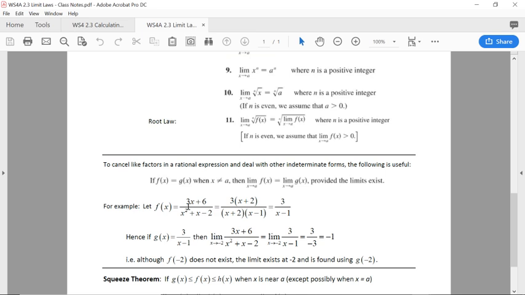So the hole on the graph of this function here would be at the location where x is negative 2 and y is negative 1. That location would have a hole. Okay, that's the removable discontinuity for f of x.